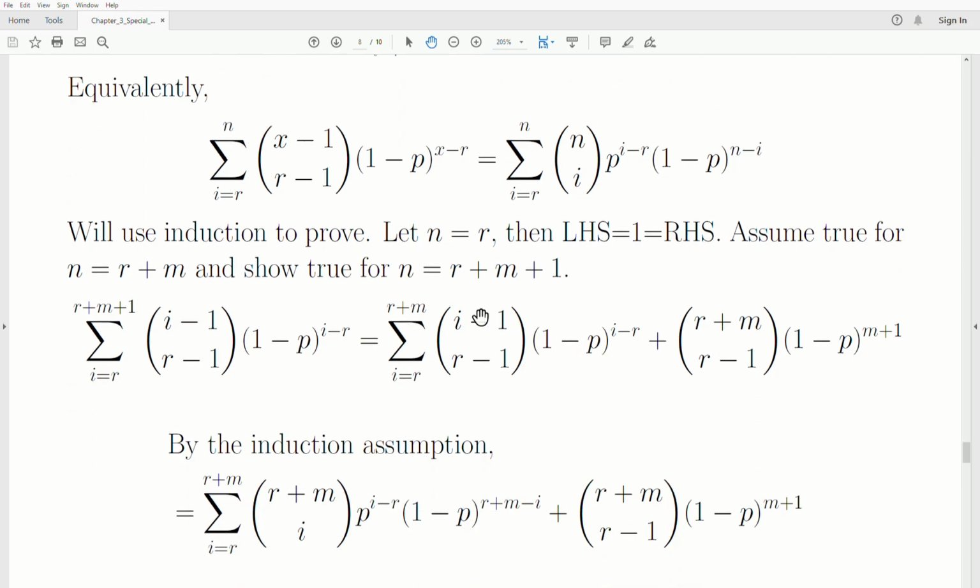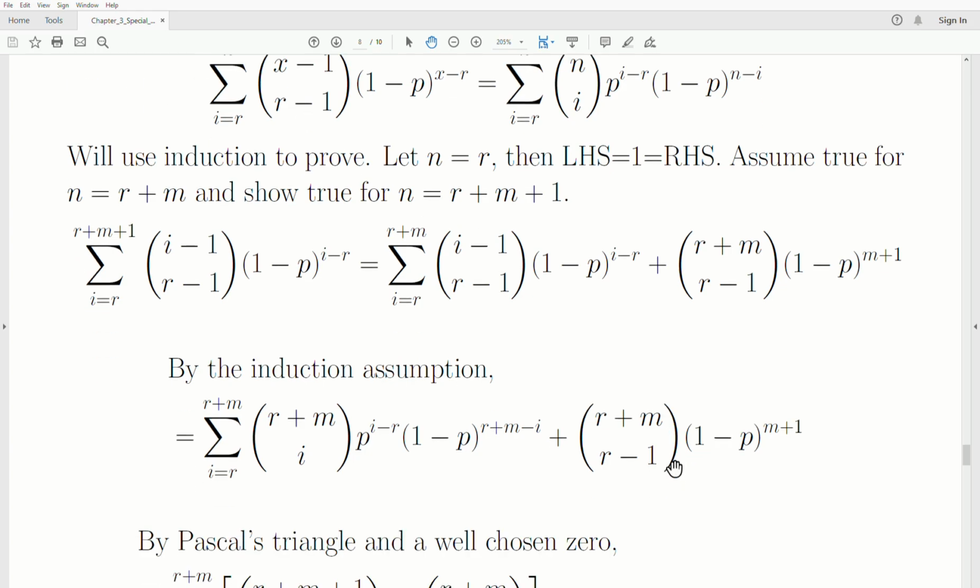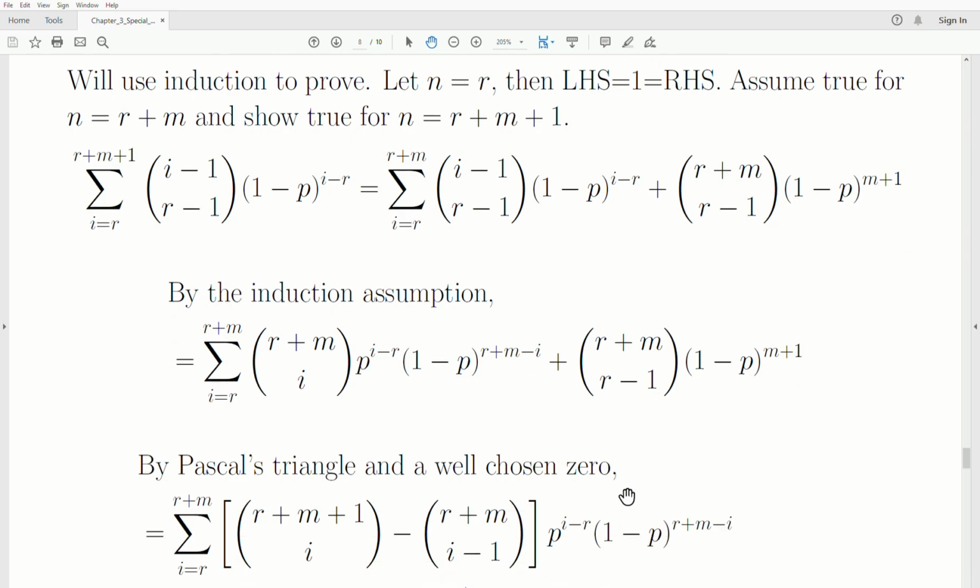Well, by the induction step, we assume that this is equal to this by the induction assumption. So we plug that here. And then, of course, this term just comes straight down. Now, by Pascal's triangle and a well-chosen 0, we get the next step.